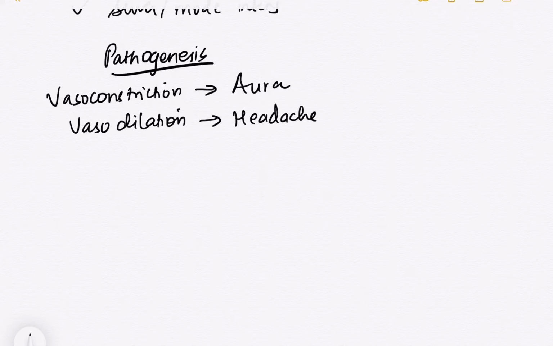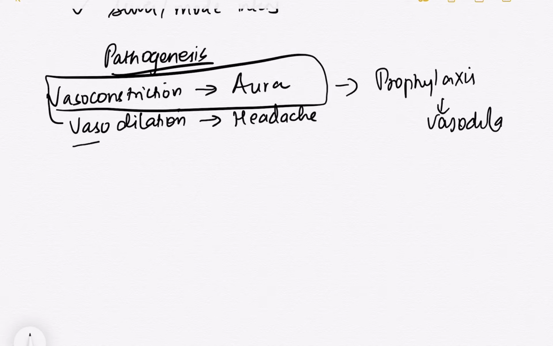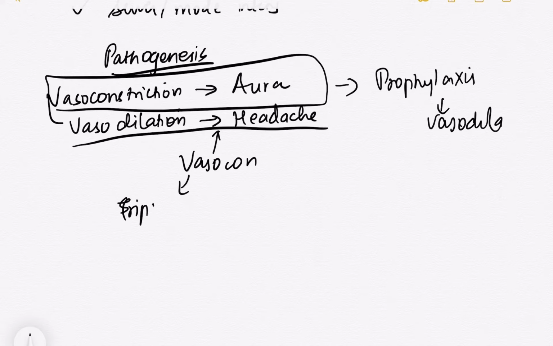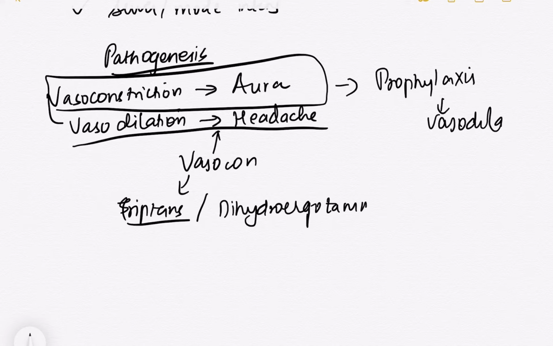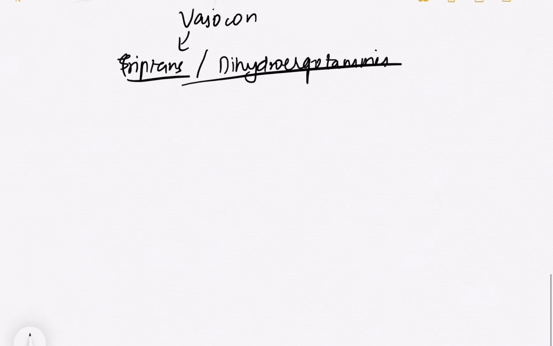So now you understand that for prophylaxis of migraine we use vasodilators, but for treatment of migraine we use vasoconstrictors like triptans or dihydroergotamines. Okay, so this is the pathogenesis of migraine.